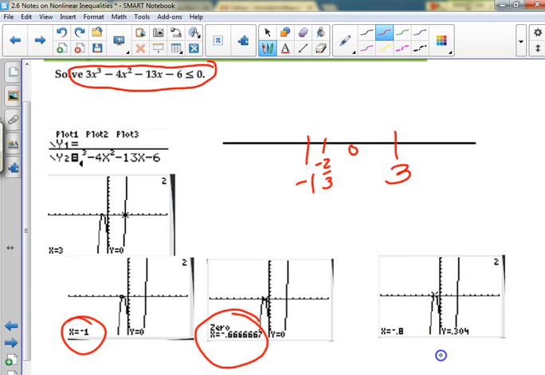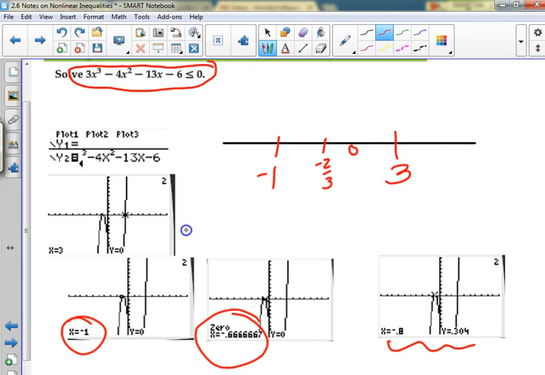And, oh, I tested this. It's not a 0. Let me explain why I tested that value. What you want to do next, let me move this over just a little bit. What you want to do next is see, is it positive or negative between each of these? Okay.